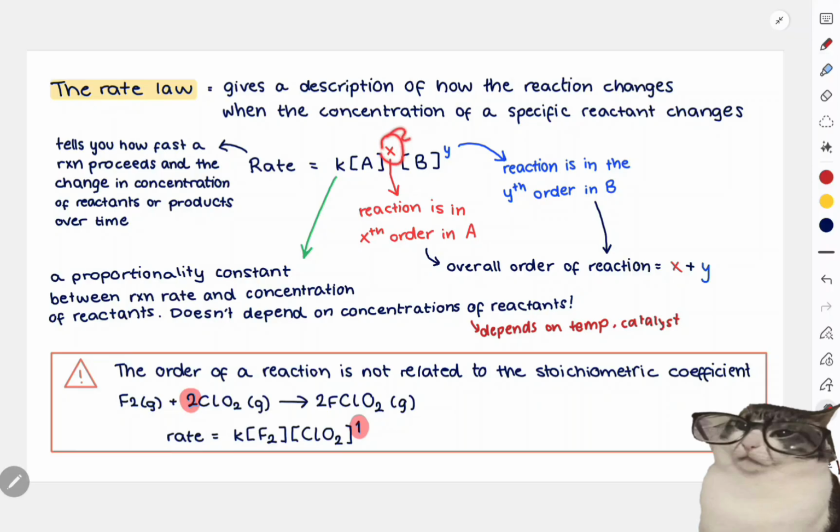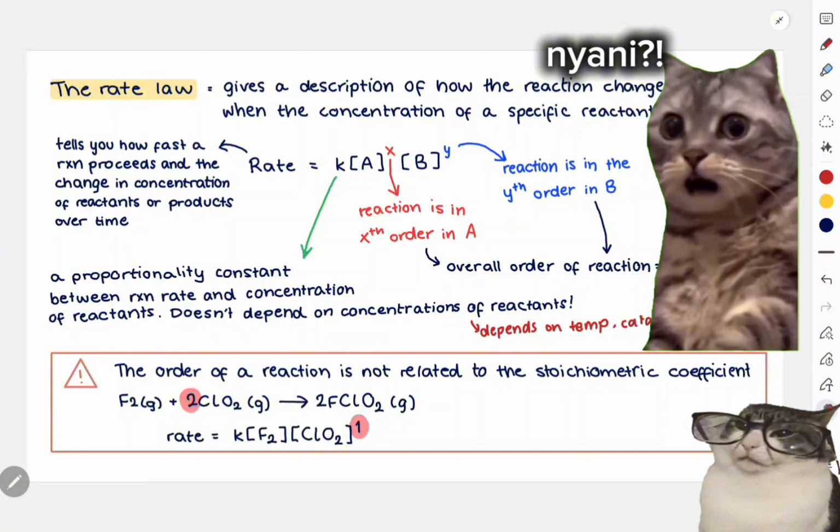Now this X over here indicates that the reaction is in the X order of A. So A has an order of reaction of X. And the same can be said for B. So B has a reaction order of Y. And in order to solve for the overall order of the reaction, you would have to add X and Y together.